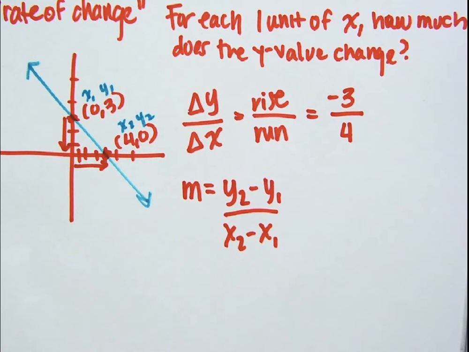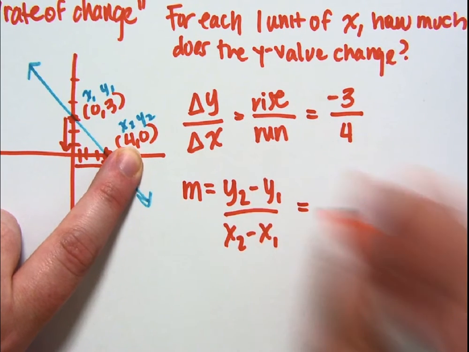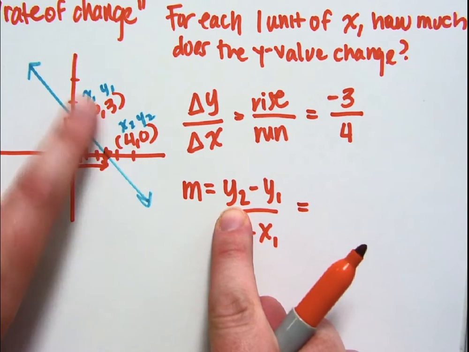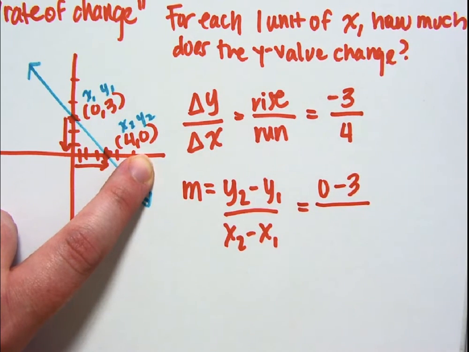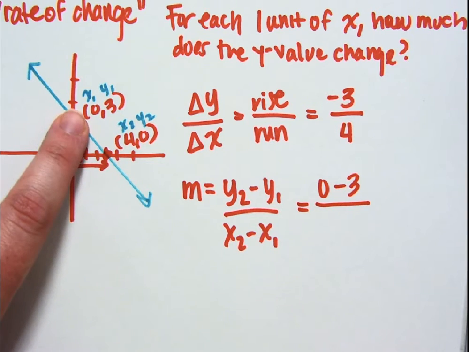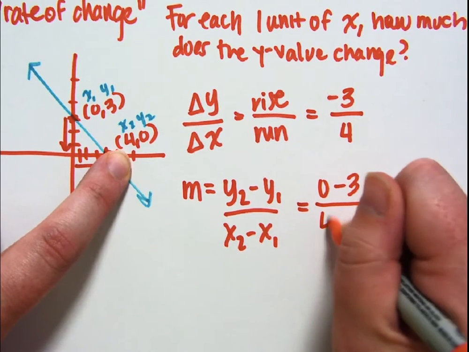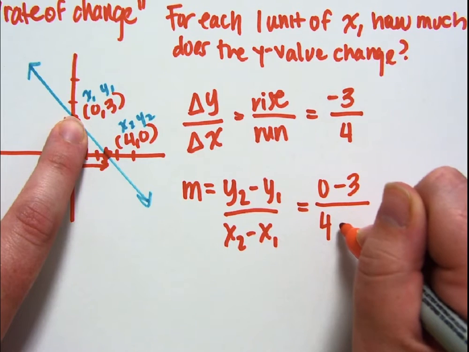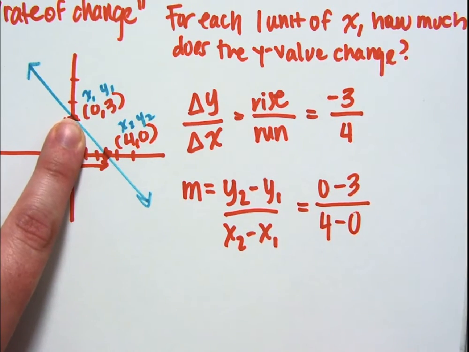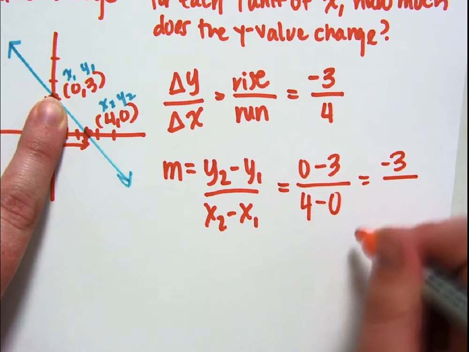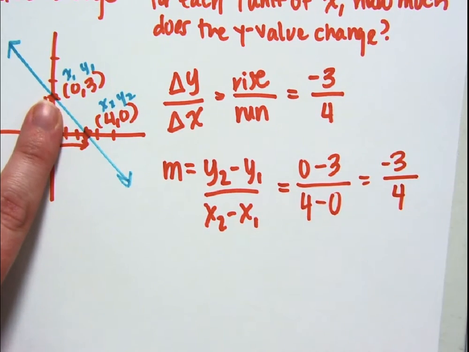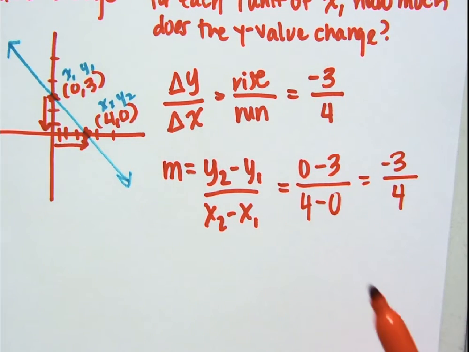It doesn't really matter which ordered pair is which, but we're just going to substitute in these values. So y2 minus y1 is going to be 0 minus 3, and then we divide by x2 minus x1. Our x2 is 4 minus our x1, which is 0. 0 minus 3 is negative 3. 4 minus 0 is 4. So notice we get the same slope if we use the calculation between the ordered pairs.